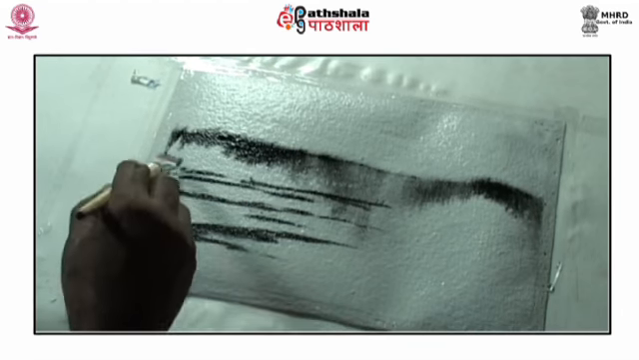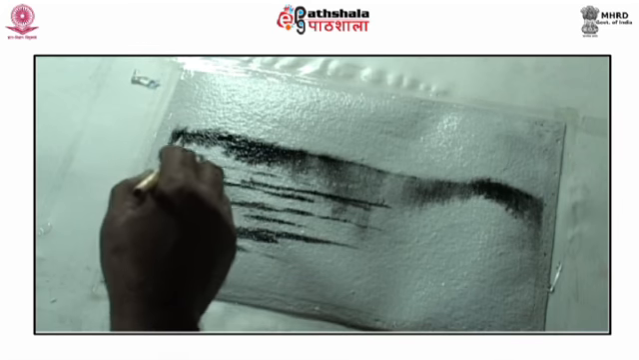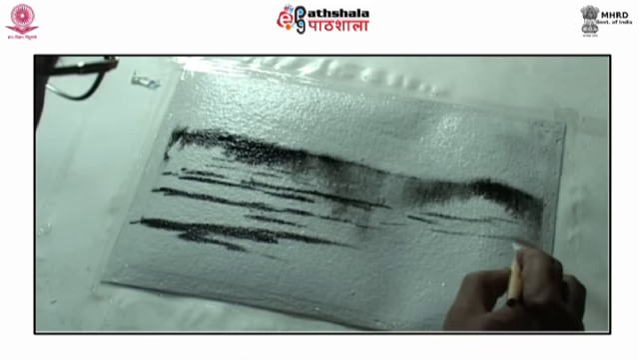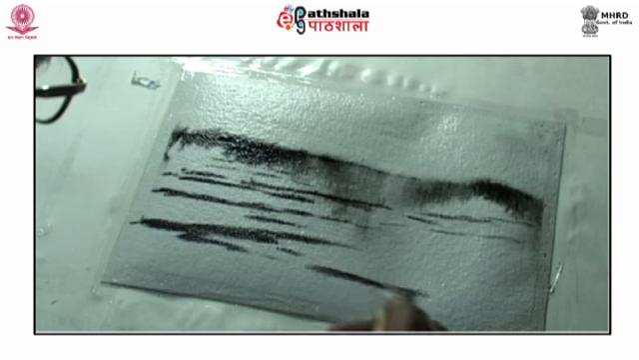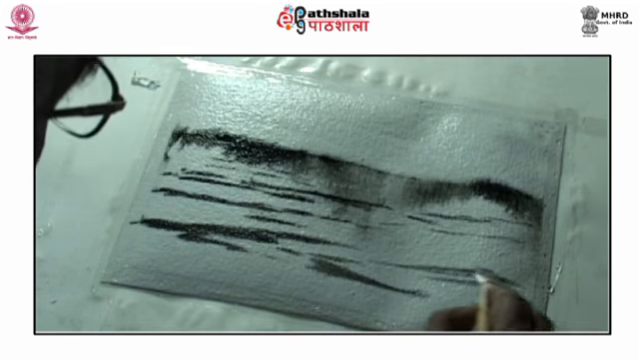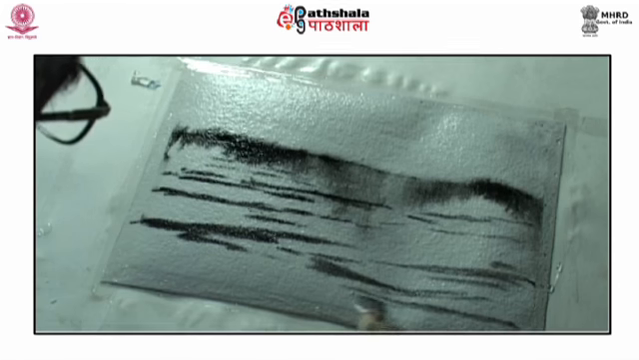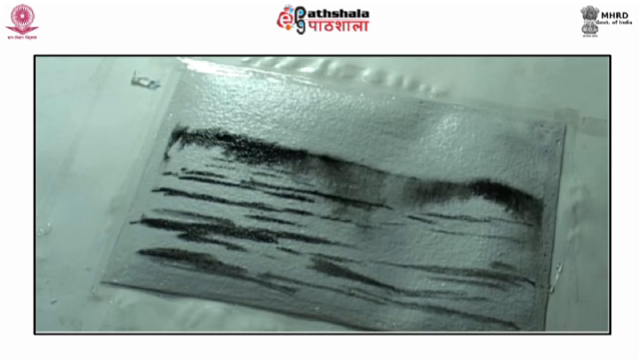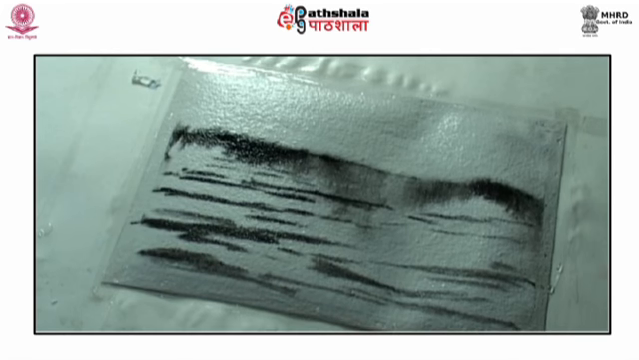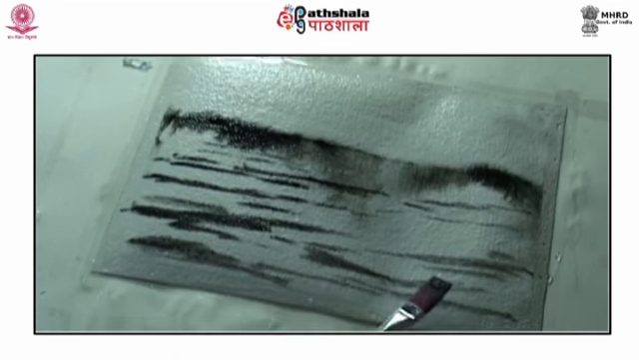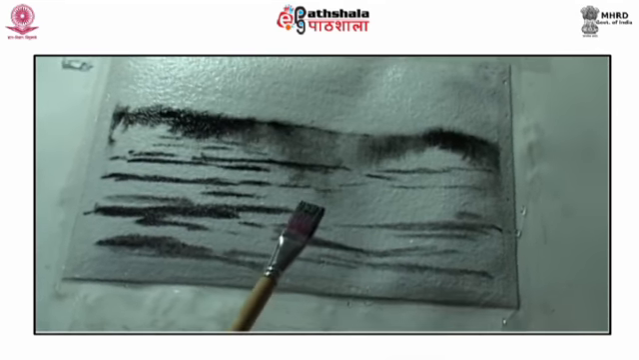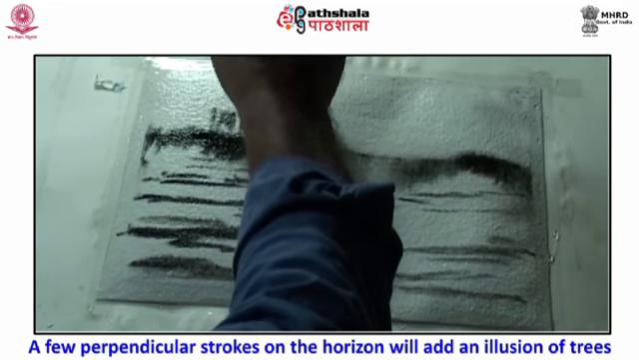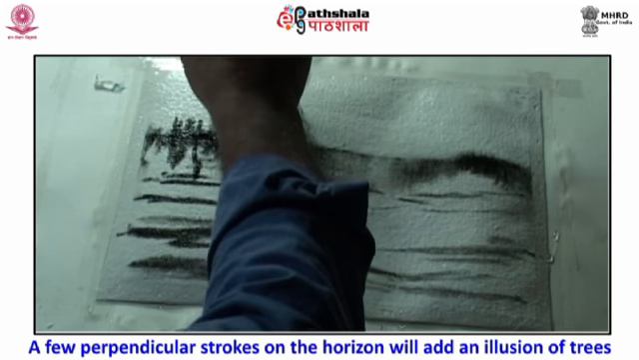Put the gradation of lines on the wet surface, thin towards the horizon and bold and thick towards the foreground. This will help in creating a distance perspective on a two-dimensional surface. A few perpendicular strokes on the horizon will add an illusion of trees.